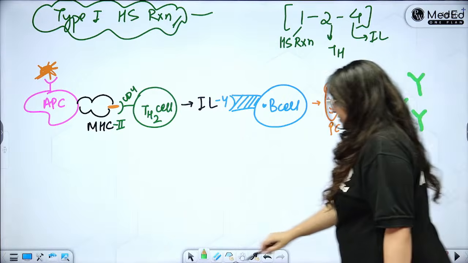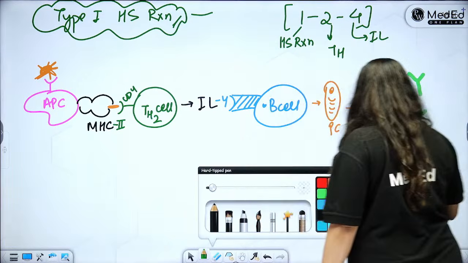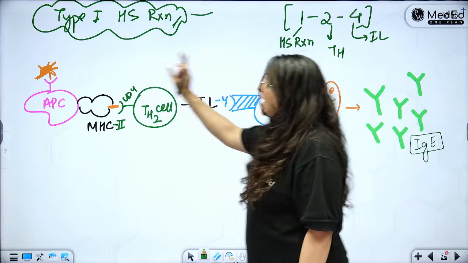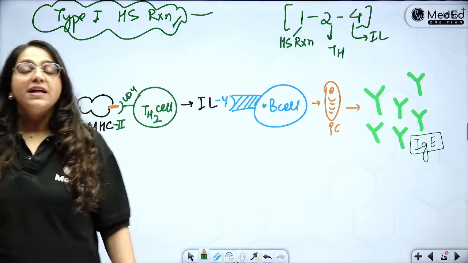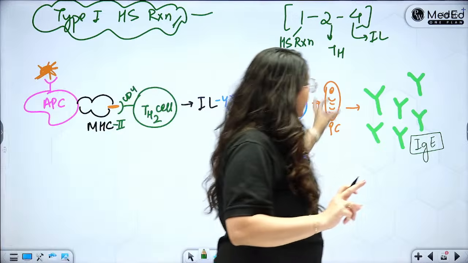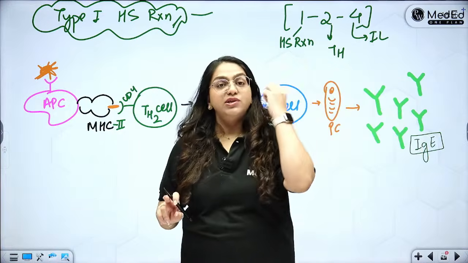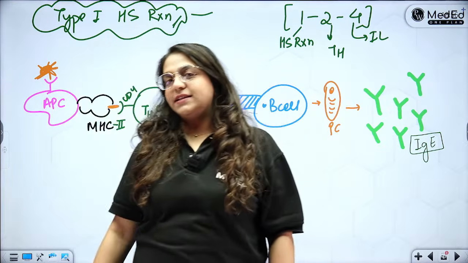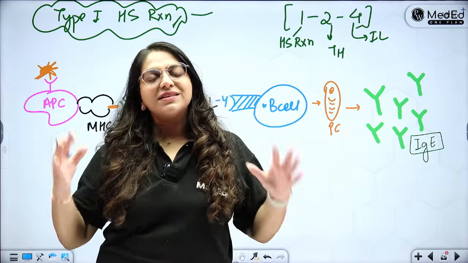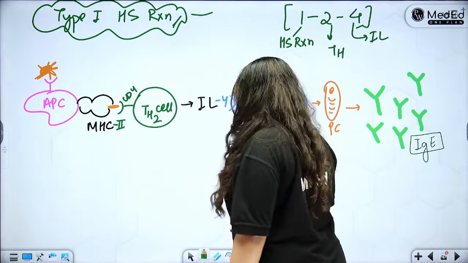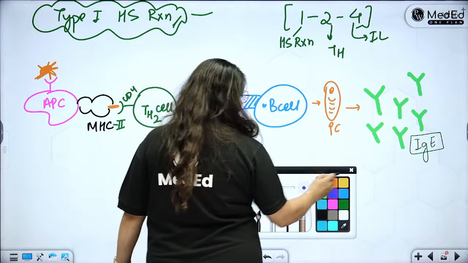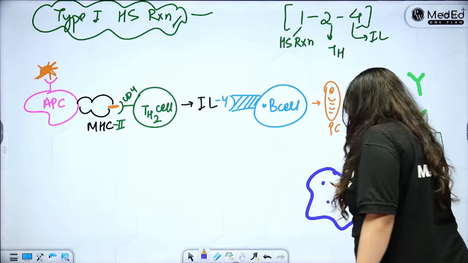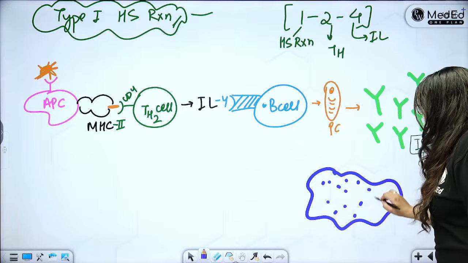IgE antibodies. What are these? These are IgE antibodies which are specific against this allergen. Specific antibodies against the allergen have been produced. This is the IgE. There's another guy who's floating about in the body at this time. His name is a mast cell. Who is a mast cell? So, there is a mast cell which was floating about, and a mast cell is a granular cell.